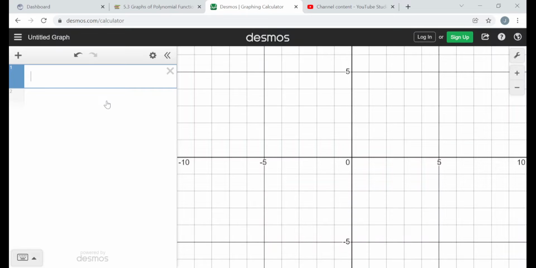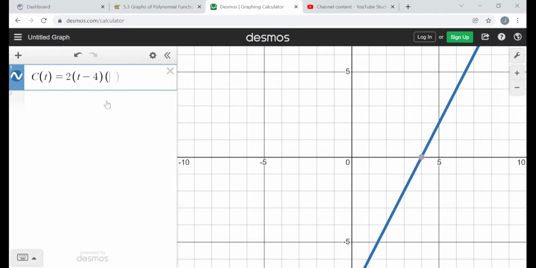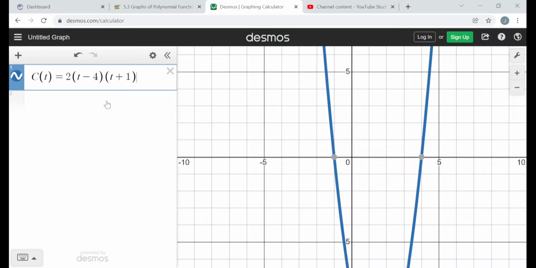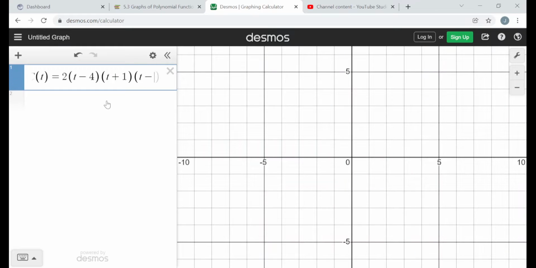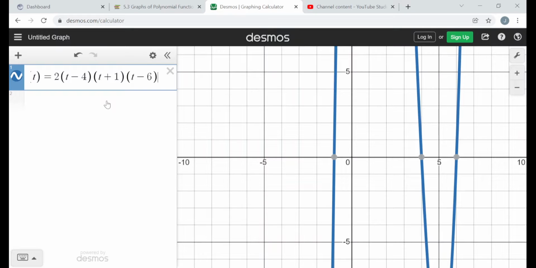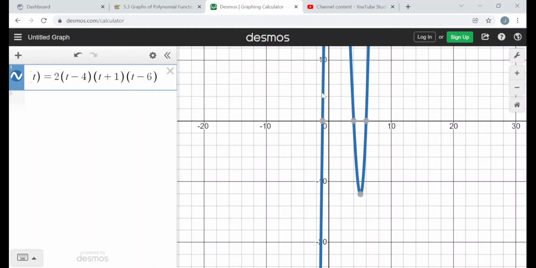C of t equals 2 times the quantity t minus 4 times the quantity t plus 1 times the quantity t minus 6. And yeah, you see this if I zoom out. It looks kind of like what I drew on paper.